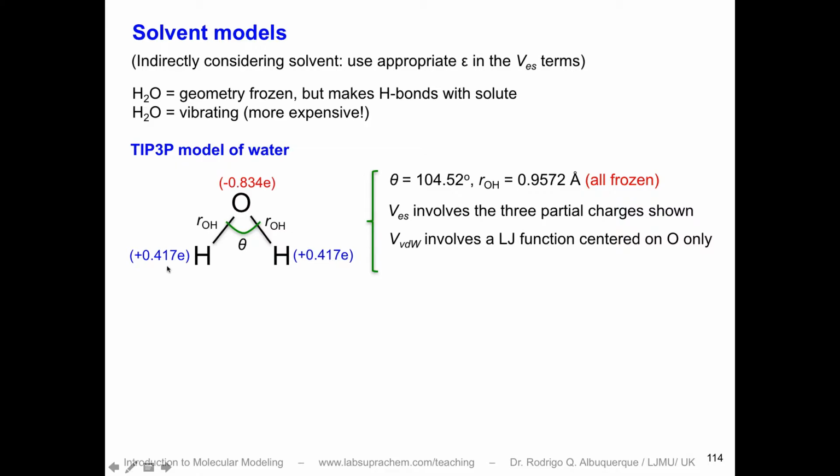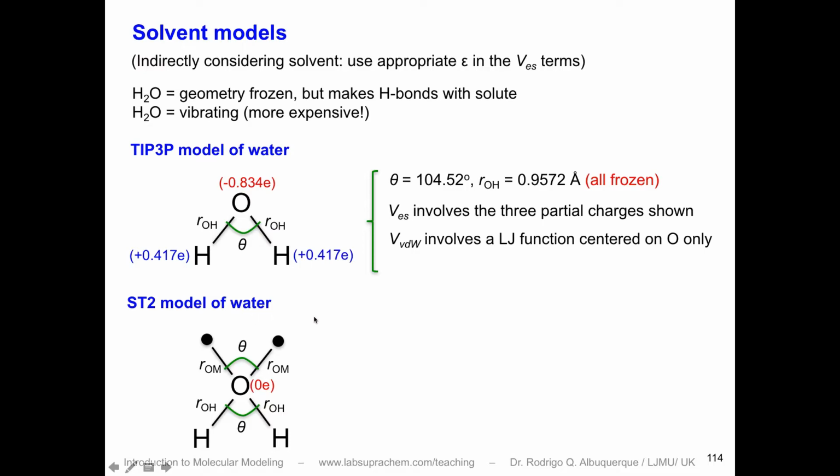These parameters can be optimized by trying to reproduce the experimental density of water. For instance, if you simulate a whole box of water, like 5,000 water molecules inside your simulation box, you try to change these parameters until you get as close as possible to the experimental density of water. So you can also propose a different model for the water.